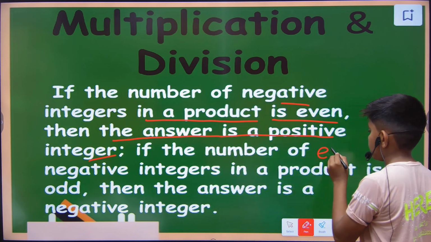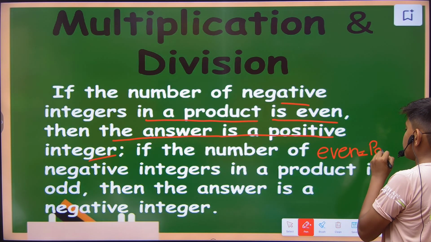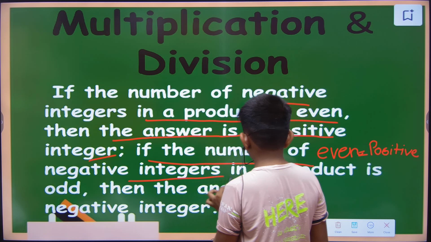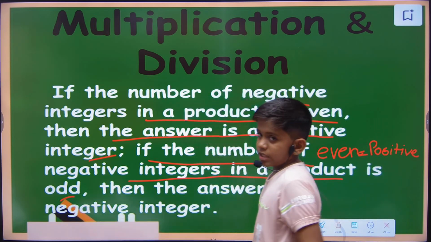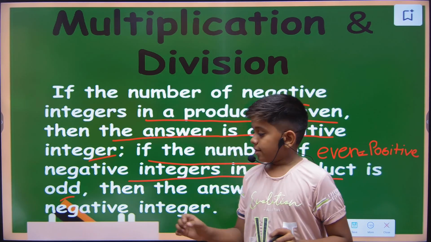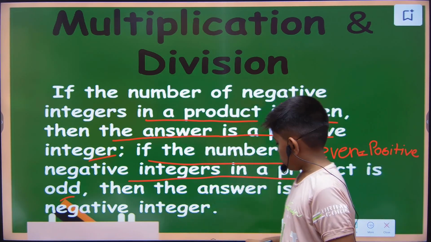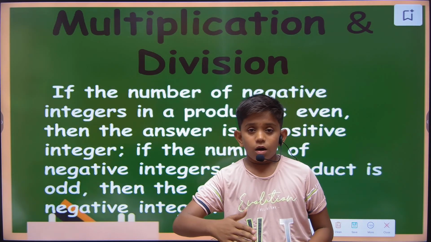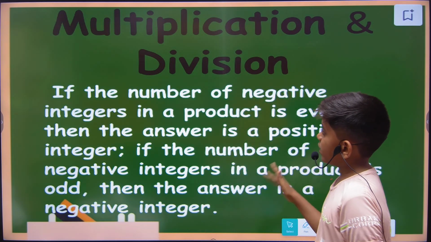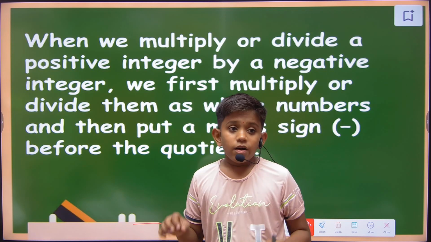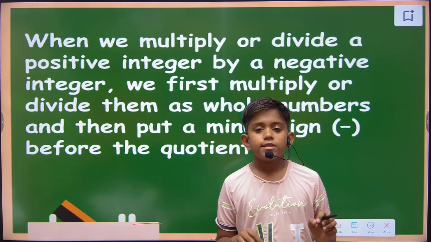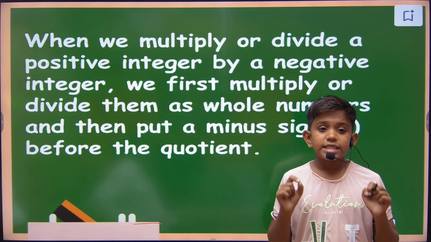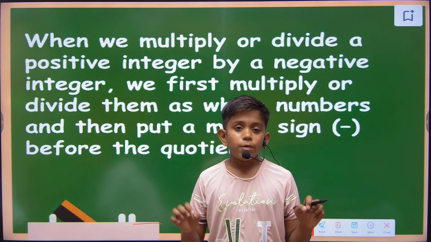Means even gives positive. If the number of negative integers in a product is odd, then the answer is a negative integer. Means if we have an even number of negative integers, the answer will be positive, and if we have an odd number of negative integers, the answer will be negative. Next, when we multiply or divide a positive integer by a negative integer, we first multiply or divide them as whole numbers and then put a minus sign before the quotient.